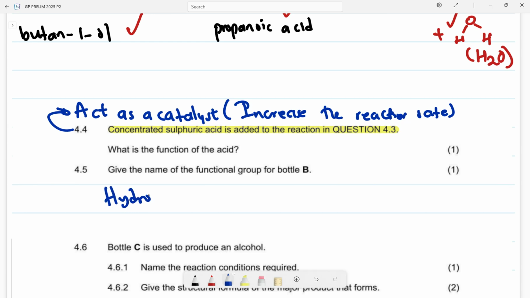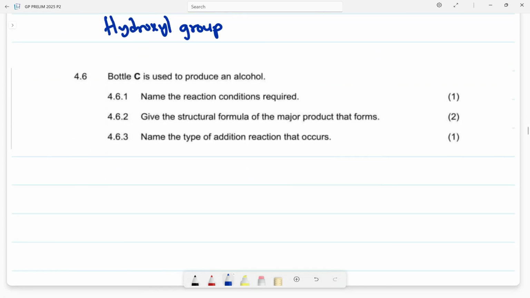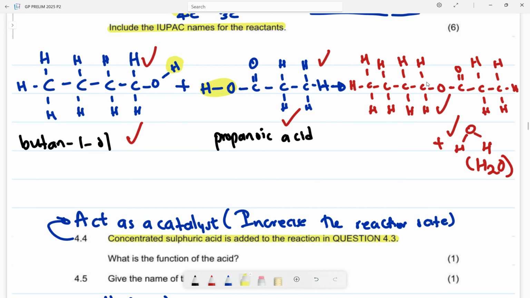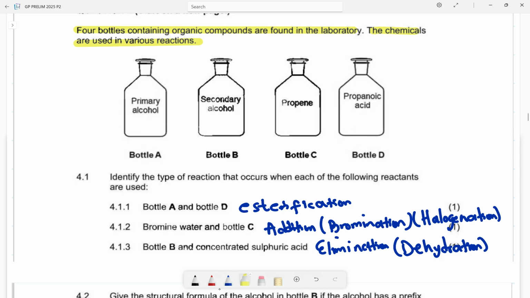Guys, these are just easy marks that one needs to be in a position of obtaining without necessarily finding difficulties. Bottle C is used to produce alcohol. If bottle C is used to prepare alcohol, can you see this is propene? Propene, it is something like this, guys. So if this is propene like that, and it is used to prepare alcohol, I will need a bond here and a bond here so that it becomes OH and H.